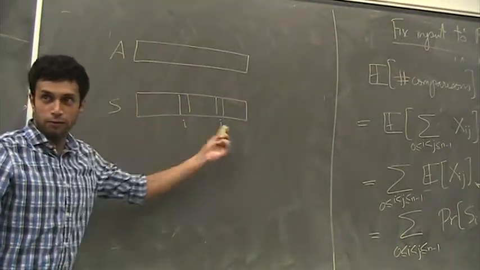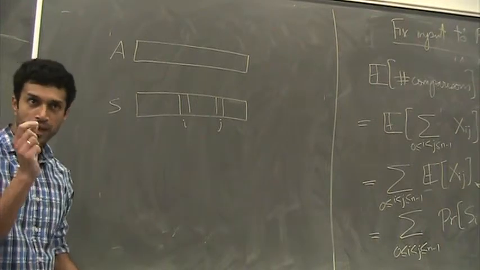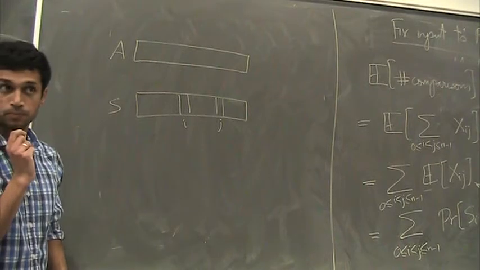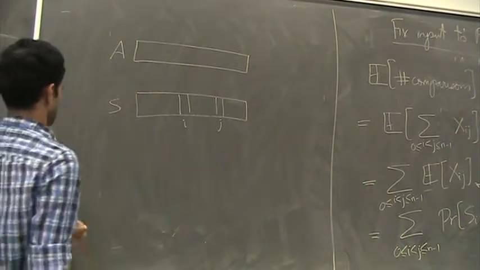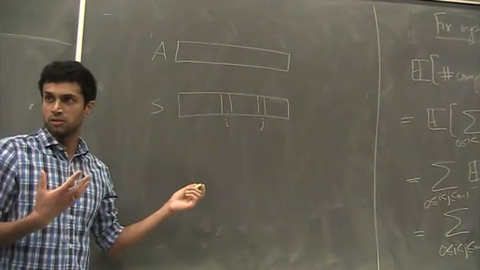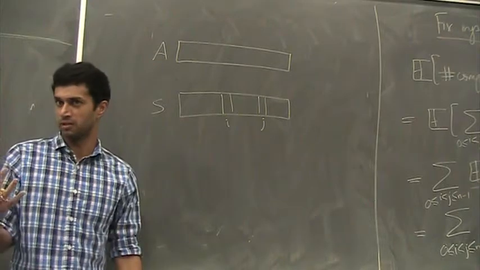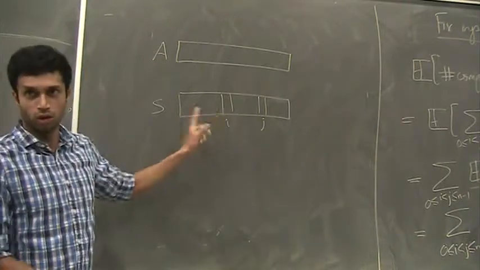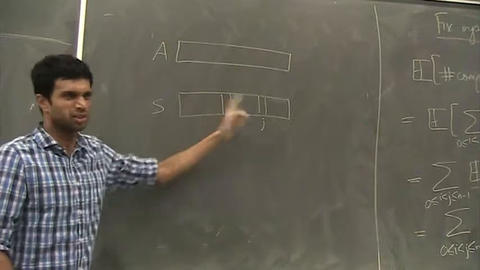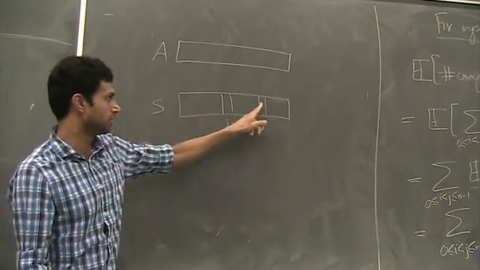So let's make a few observations here. There are really, well, we can even look at this and say there are 5 choices of the pivot. This is the sorted order, right? The pivot, remember, is chosen randomly from A, which is the same as randomly from S. So the pivot is either here, here, here, here, or here.